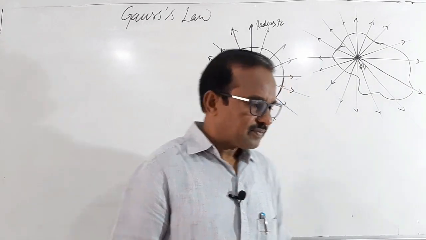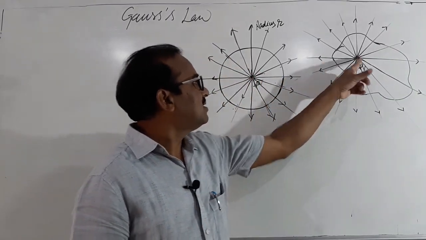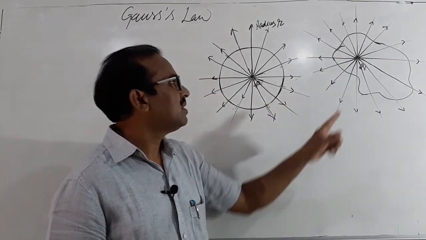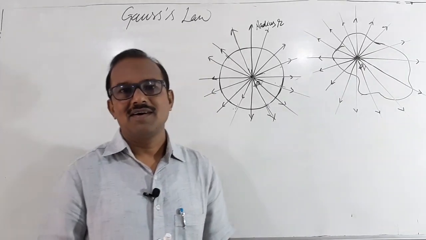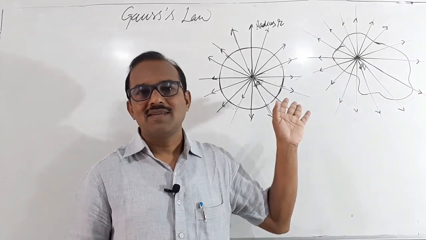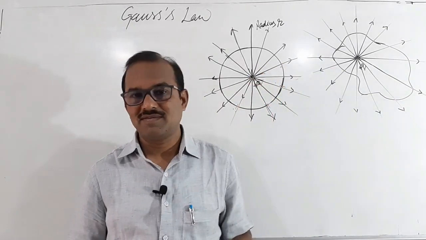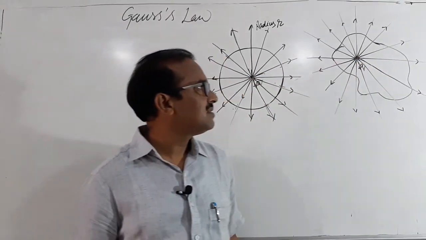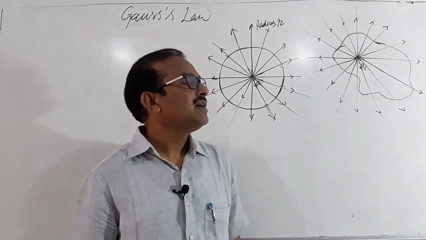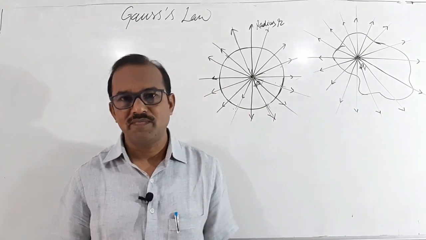So here we have drawn some lines. This is an electric charge, and I have taken it positive. Here also the same charge is there, but I am showing different surfaces. In case 1, this surface is spherical and it is enclosing this charge. The second one is a very irregular surface. Both are closed surfaces. The second one is an irregular surface, and it is also enclosing the same charge plus Q.